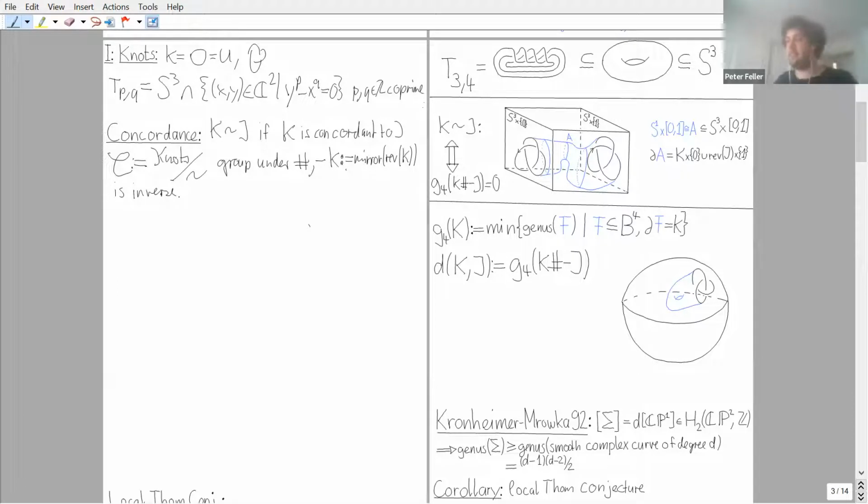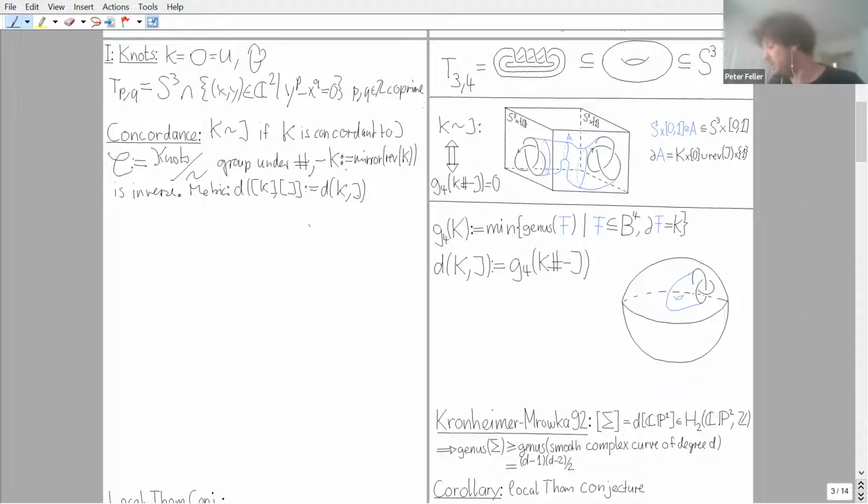So the class of this is the inverse. And let me also just tell you that there's a nice metric on the concordance group, and the metric is given by, if I have two classes, K and J, I just look at this so-called cobordism distance, K, J.